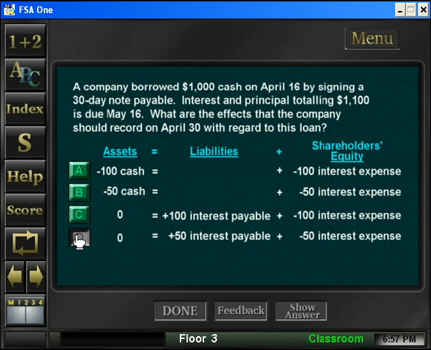Very good. Interest expense represents the 15 days beginning April 16th and ending April 30th out of 30 that the company has used the funds. $100 times 15 divided by 30 equals $50.